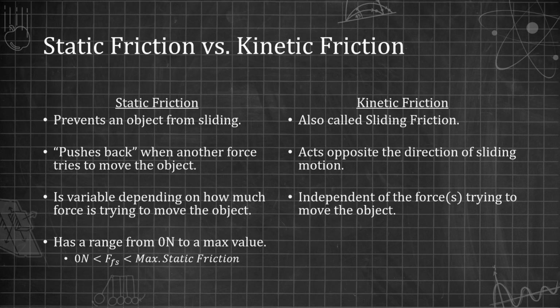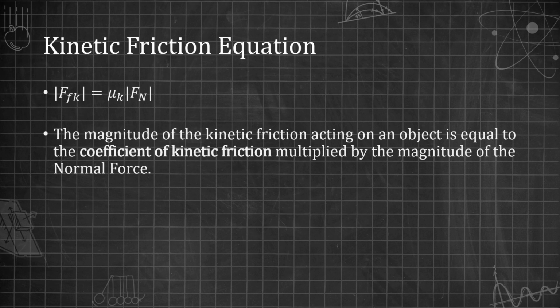It's also called sliding friction, and it just acts in the opposite direction of sliding motion. And it doesn't have the same range property that static friction does. Instead, it's just an equation where once you find out the value between two surfaces, the kinetic friction is just that value. So the equation for the kinetic friction is the magnitude of the kinetic friction force is the coefficient of kinetic friction multiplied by the normal force.